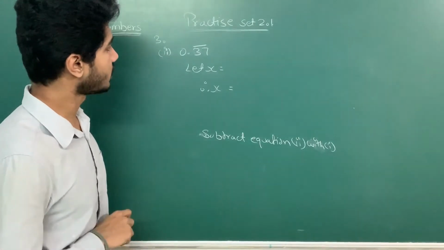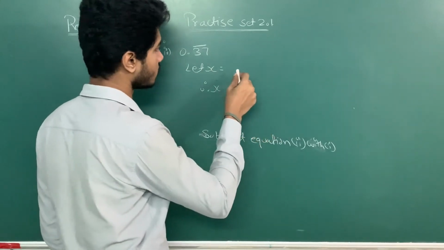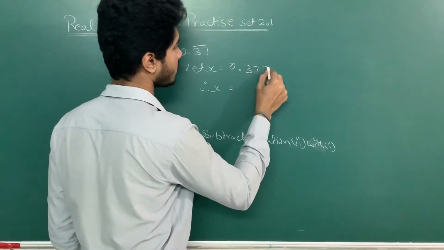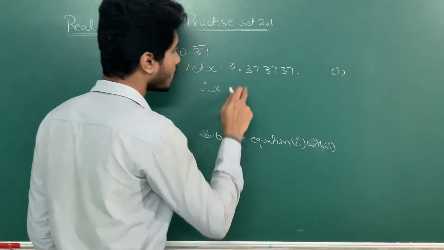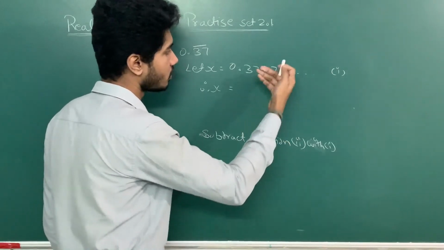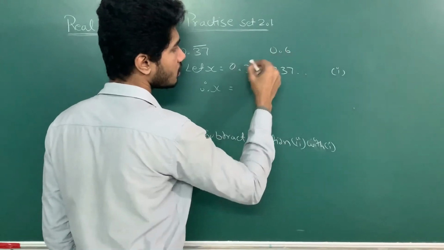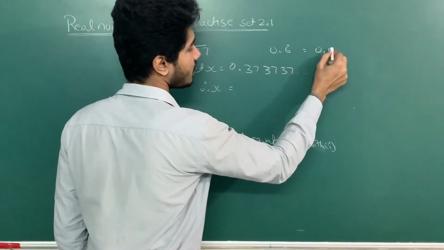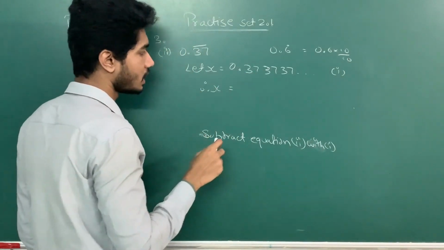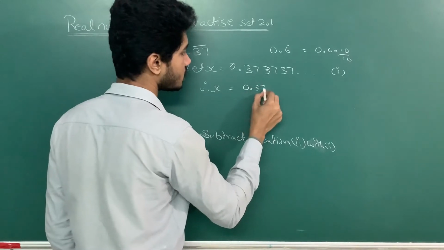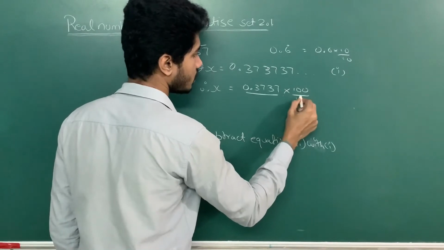Second question, 0.37. So here, decimal के बाद दो integer recurring हो रहा है. So we'll write it as 0.37, 37, 37 and continue. Let this be your equation 1. Now there are two numbers which are getting recurring. So you're going to divide by 100. Like in the previous question, it was only one number, right? So we multiplied and divided by 10. Over here there are two numbers, so we're going to multiply and divide by 100. So 0.37 upon, that is into 100 upon 100.